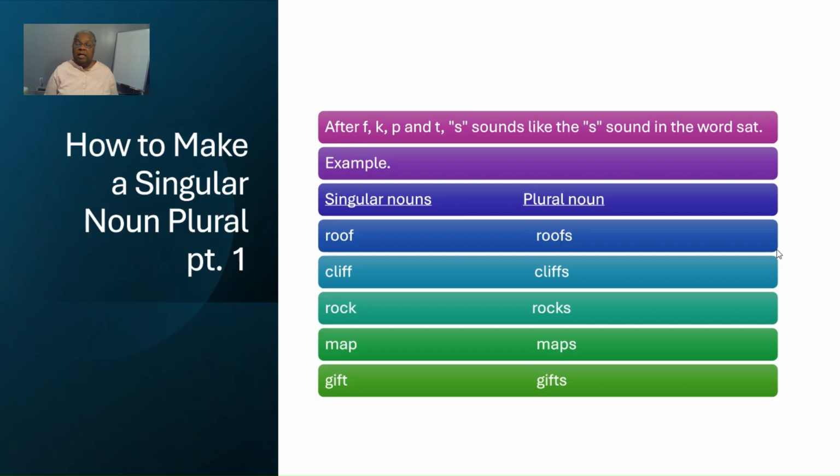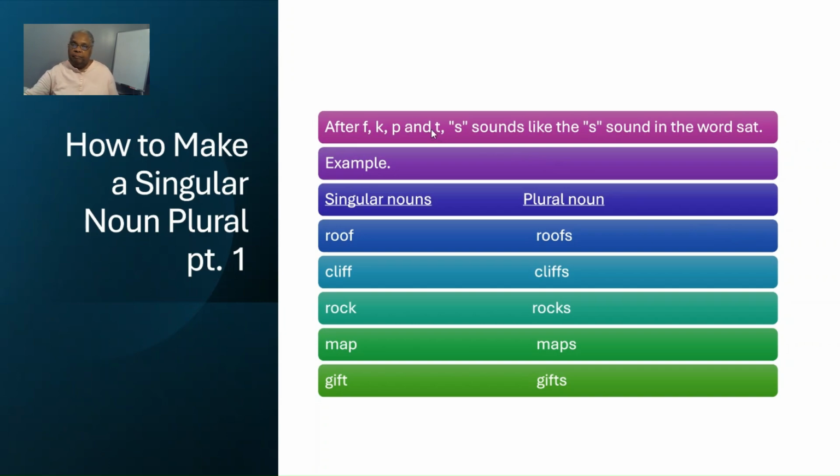Let us begin. How to make a singular noun plural. One way to make a singular noun plural is to add S at the end of the word. When adding S at the end of nouns, the letter S makes two different sounds depending upon which letter it will follow. When adding S at the end of nouns that end in F, K, P, and T, S sounds like the S sound in the word sat.